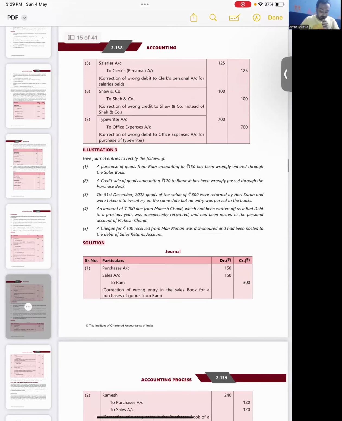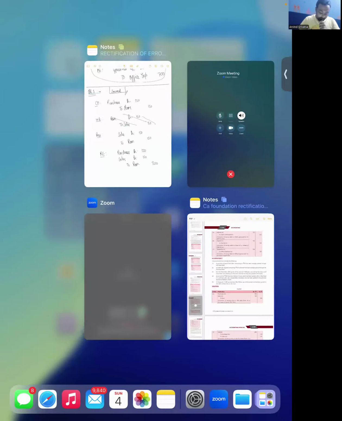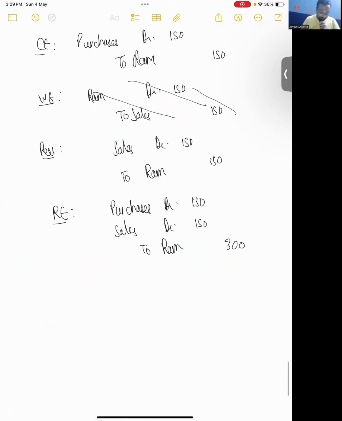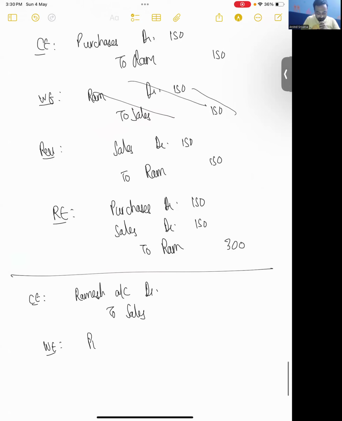Next one: a credit sale of goods amounting to 120 to Ramesh has been wrongly passed through the purchase book. So basically, there has been a credit sale which we made to Ramesh, and it's been wrongly passed through the purchase book. So what's the correct entry? Ramesh account debit to sales. What is the wrong entry? Purchases debit to Ramesh. You reverse this now.